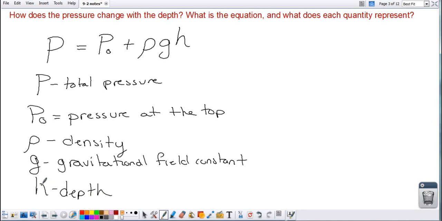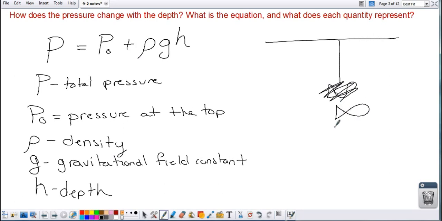Because if we imagine we've got this fish swimming in the water down here, at a depth below, we're going to get the pressure that's exerted by the water on the fish here, but then there's the pressure from the atmosphere at the top, and that's what we have to add into our equation to get the total pressure. All right, so let's go ahead and try a problem.